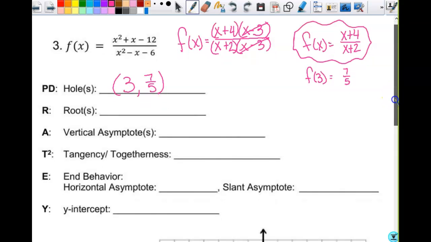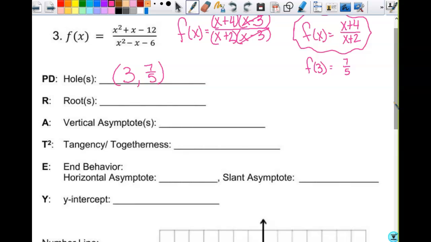My roots, I'm just going to have 1. They're my zeros of the numerator. So I get -4. Vertical asymptotes, zeros of the denominator, so x equals -2. No factors have any exponents, so there's no tangency or togetherness.